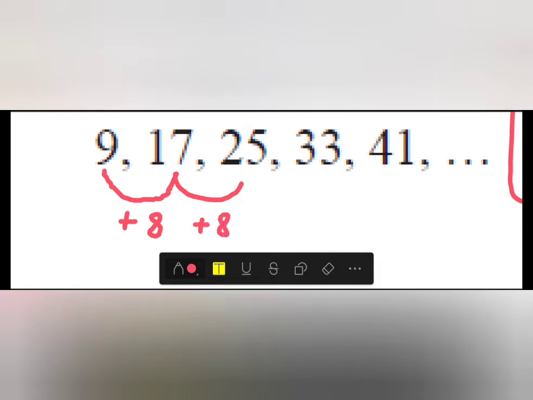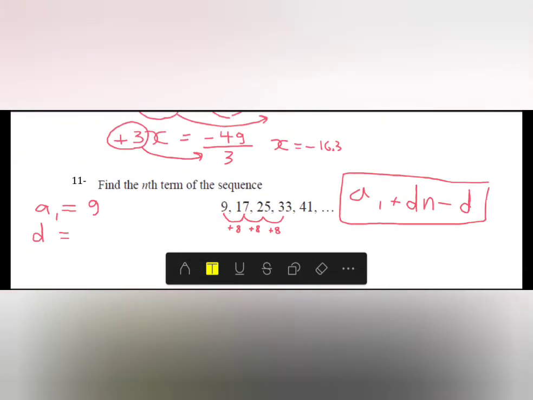Same idea with all the terms. So 33 minus 25 equals 8. So the difference is positive 8 or plus 8. So I'm going to use it here. The difference is positive 8 or 8. Now, I have A1 and I have d. So I'm going to use it in this formula here.